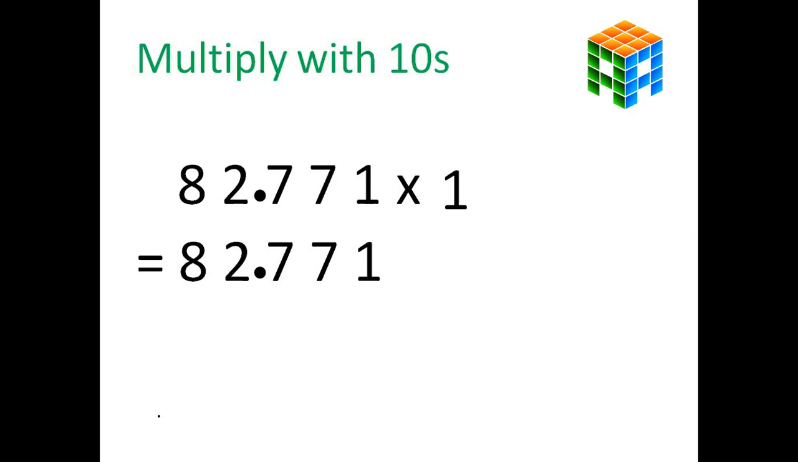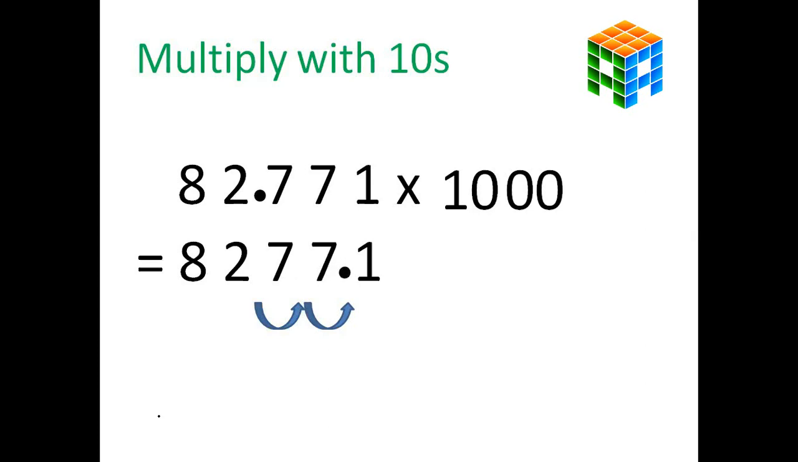So when you multiply any number that has a decimal by 10, what happens? The decimal will shift to the right side. It will shift one digit, because 10 has 1 zero. When you multiply with 100, 100 has 2 zeros, so the decimal will shift 2 digits towards the right side.